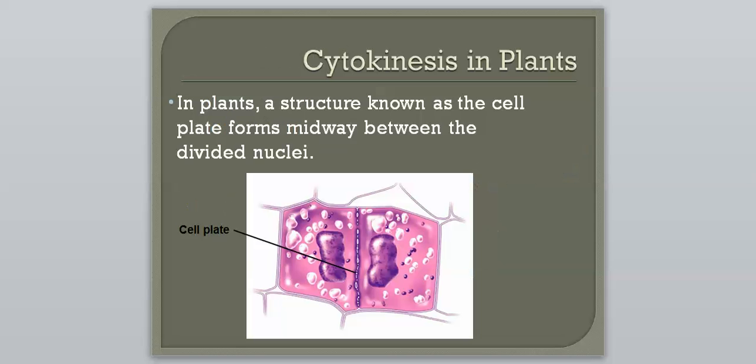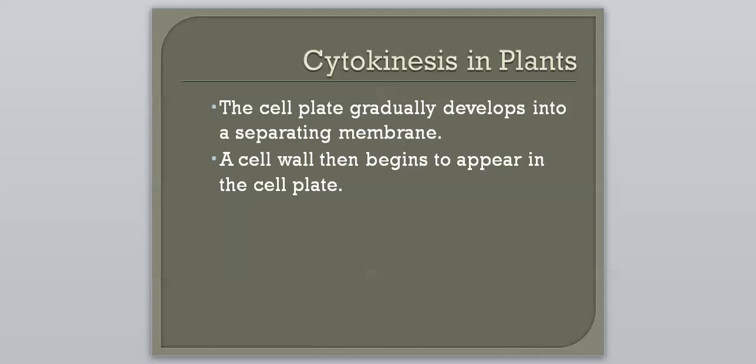In plant cells, a little bit different things happen. A structure known as the cell plate forms midway between the divided nuclei. As you can see in that picture, there's a distinct line called the cell plate. The cell plate gradually develops into a separating membrane, and a cell wall then begins to appear in the cell plate. That is how plant cells differ a little bit from animals.